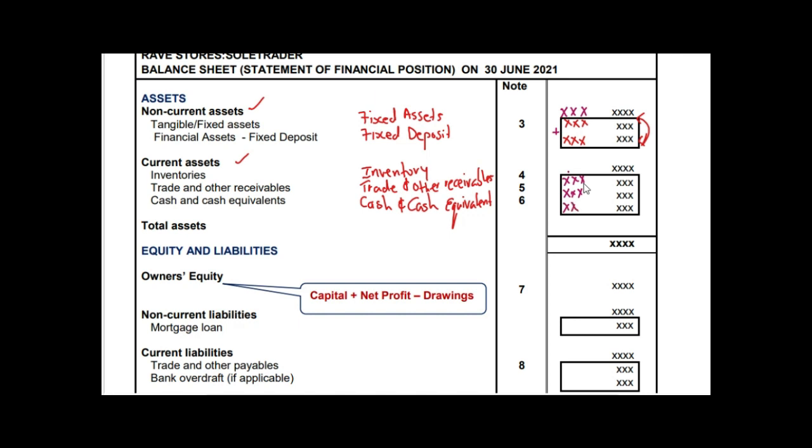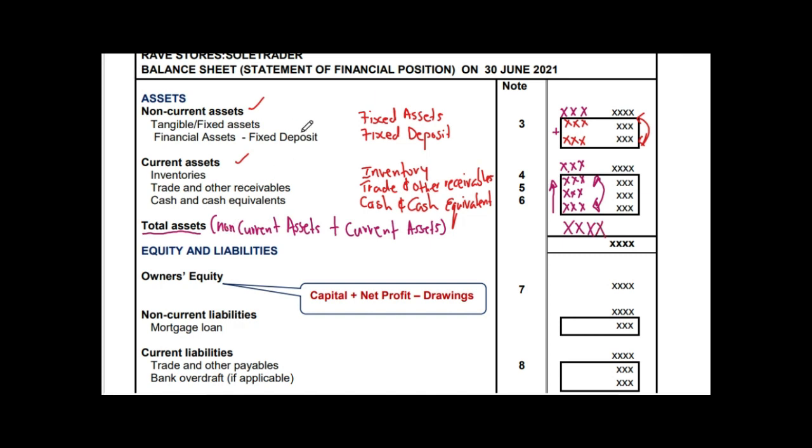Cash and cash equivalent will be recorded here. And then whenever we add these three, we are going to get our current assets. And then our total assets will be our non-current assets plus our current assets, and that equals our total assets. And then we are going to add them here.